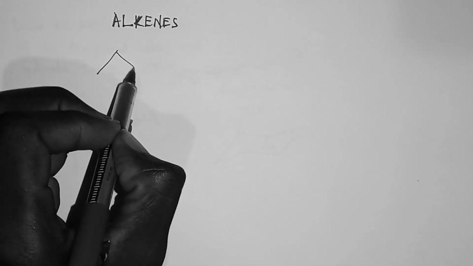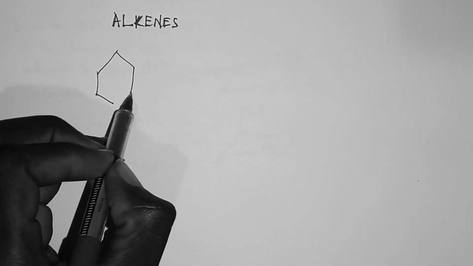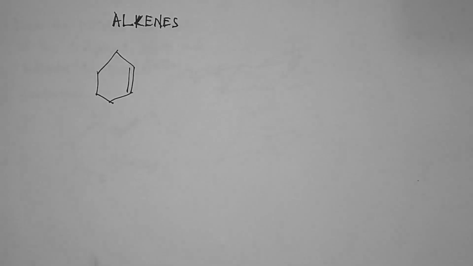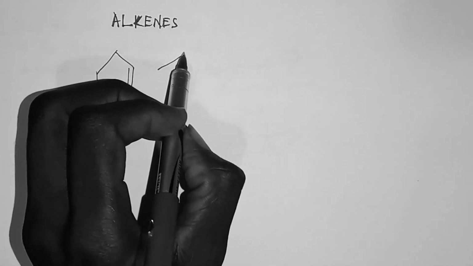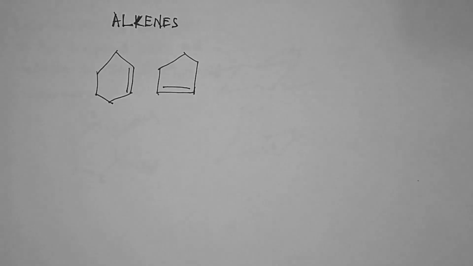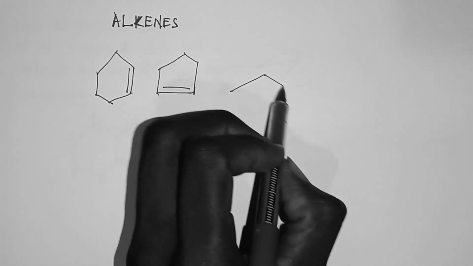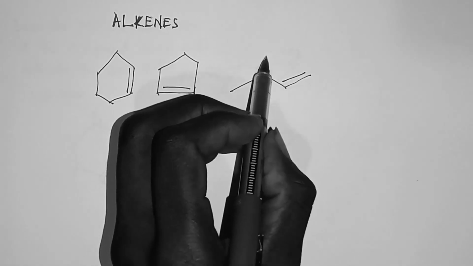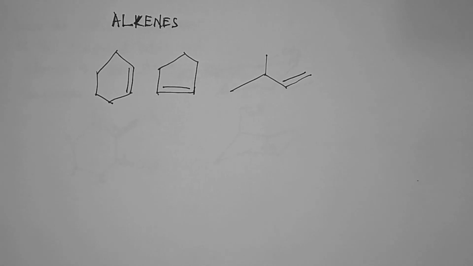For example, if you take this cyclic ring, this is a cyclohexene. This is an example of an alkene. And then we can also have this. This is a cyclopentene. This is also an example of an alkene. And we can also have this example. And this is a 3-methyl-1-butene. This is also an example of an alkene.